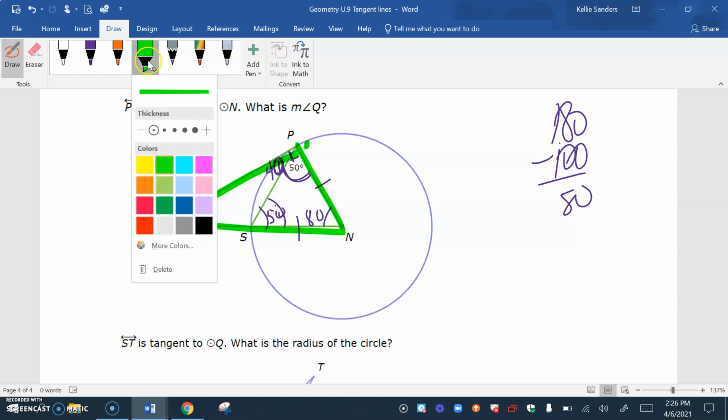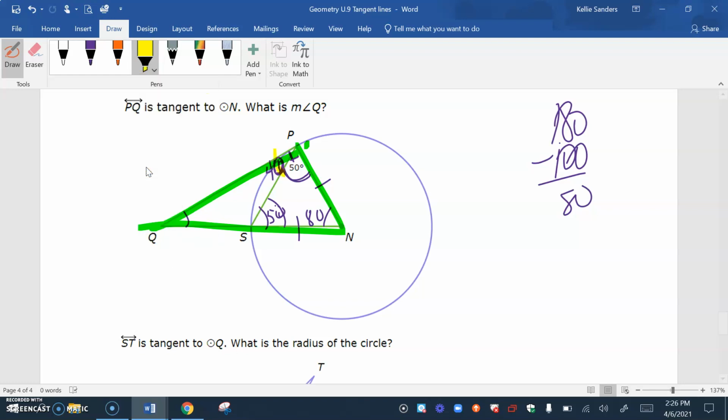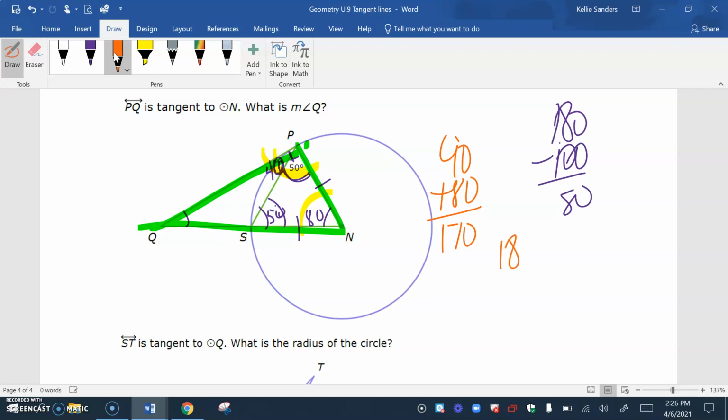And so, let's see. We have 90, and we have 80. Plus 80 is 170. And since it's a triangle, it makes 180, and 180 minus 170 is 10. So angle Q is 10.